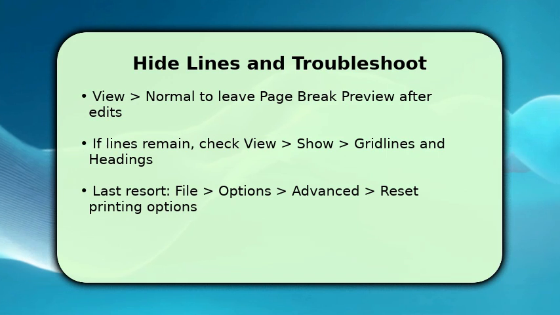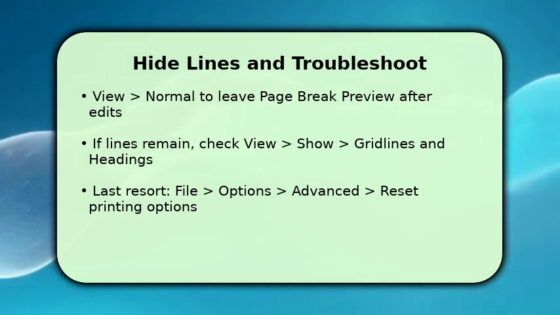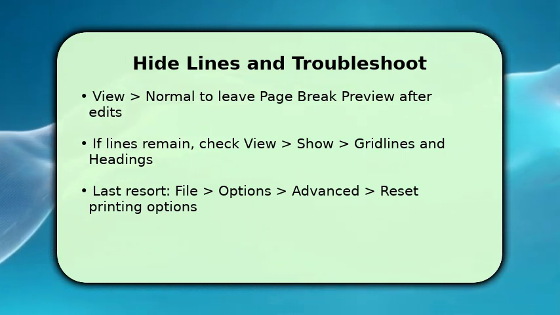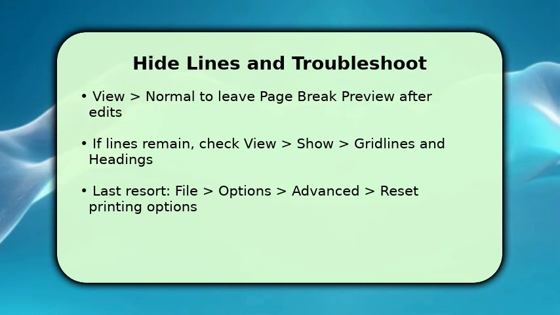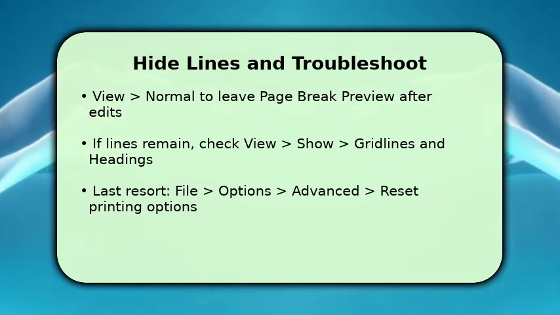If dotted lines persist, ensure Show Grid Lines is off under View, because grid lines sometimes look similar. Also check for print area or manual page breaks you might have missed. If problems continue, open File Options, Advanced to reset printing or layout options, and then repeat removal steps. This usually resolves it.